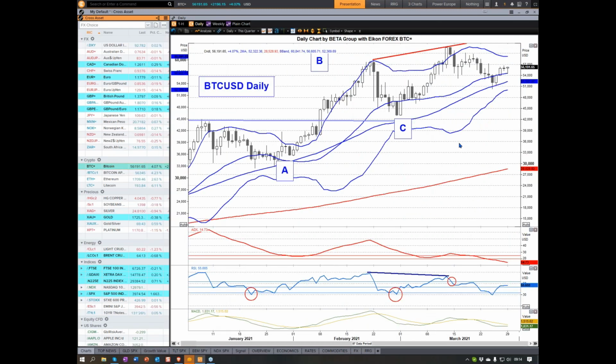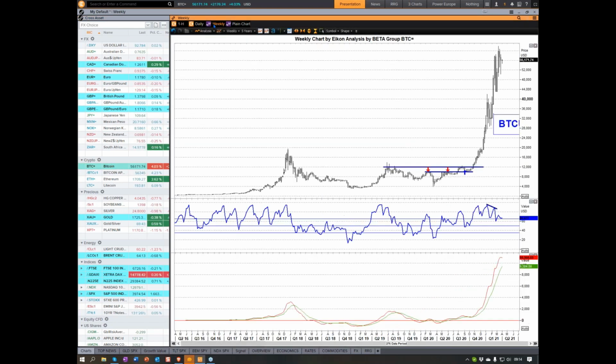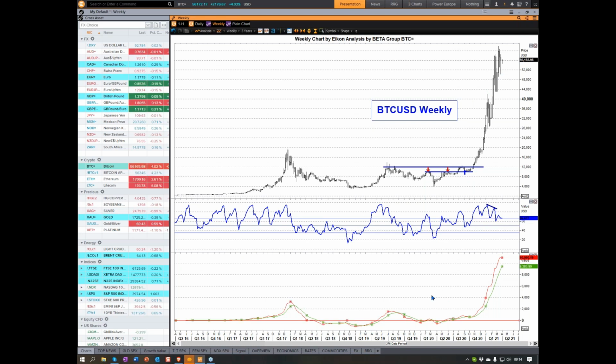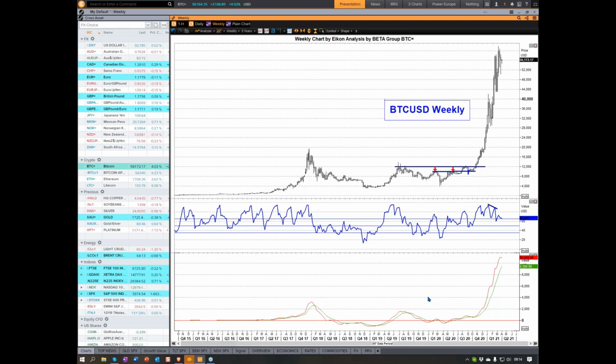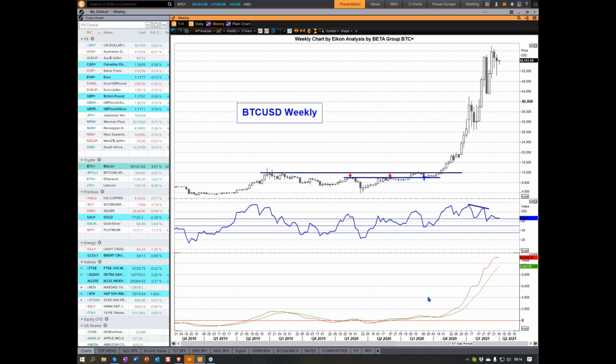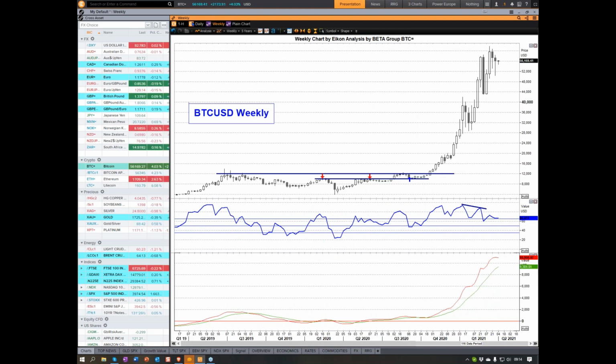So here we have Bitcoin. At one level you could say it's stalled, but we're always looking at the context of it, and there it is. What a rampantly strong market. It's no wonder that it has a small pullback and rest. It needs a rest after that charge that we've had there.